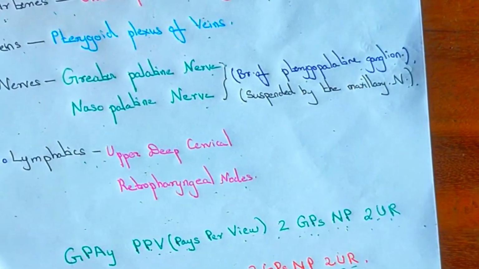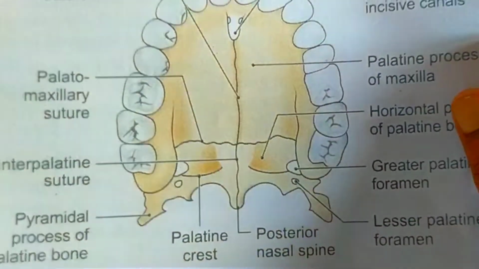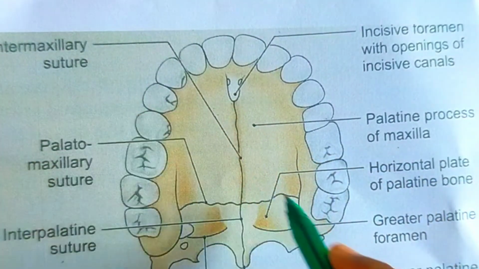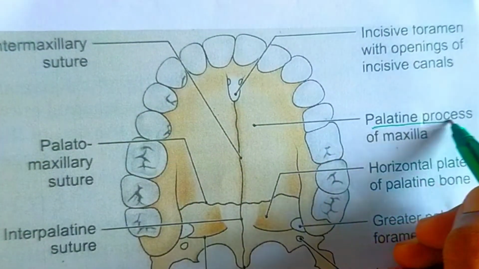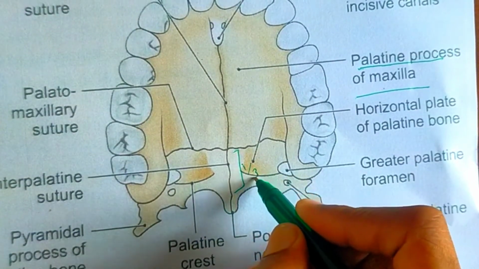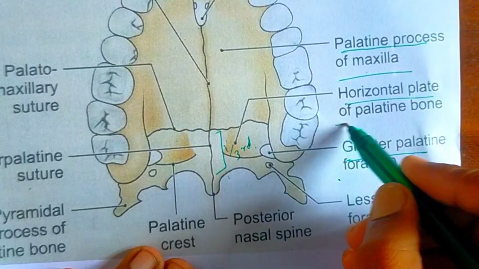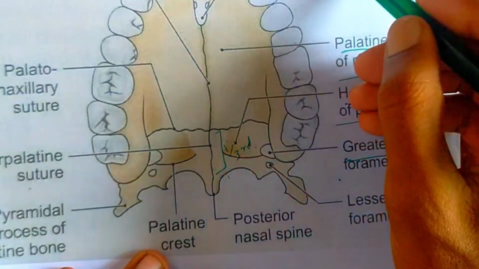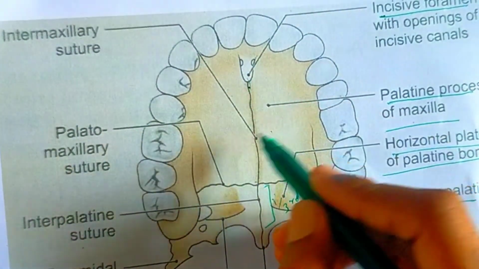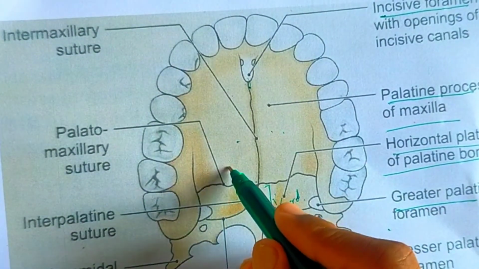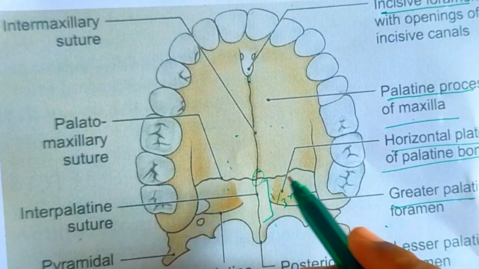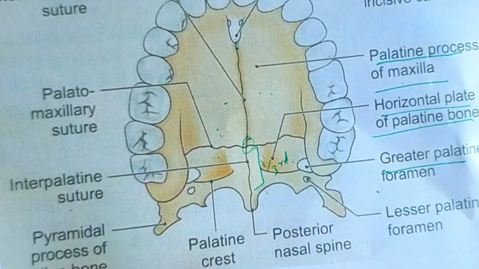Before that, let us see in this diagram. This is the picture of the hard palate. Anterior 2/3 is formed by the palatine process of maxilla, and the posterior 1/3 is formed by the horizontal plate of palatine bone. Here you can see the intermaxillary suture. This is the palatomaxillary suture, and this is the cruciform suture. These both form the cruciform suture.